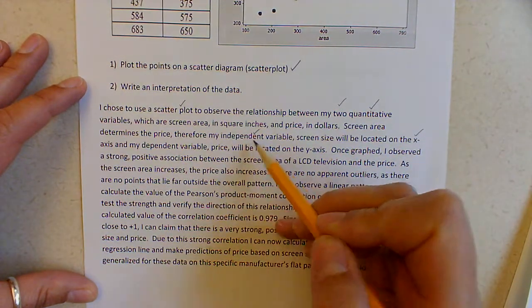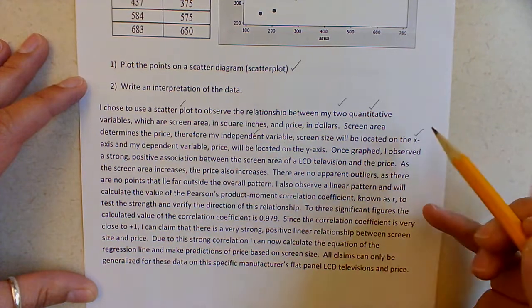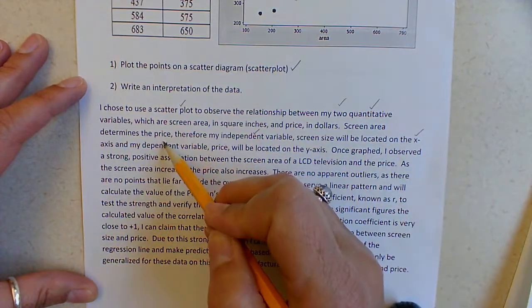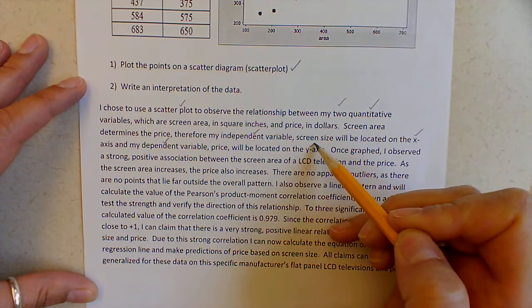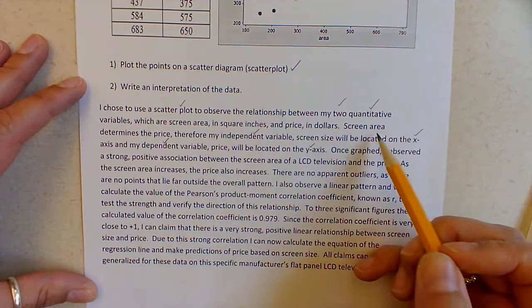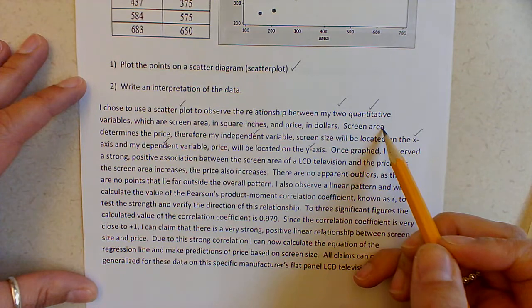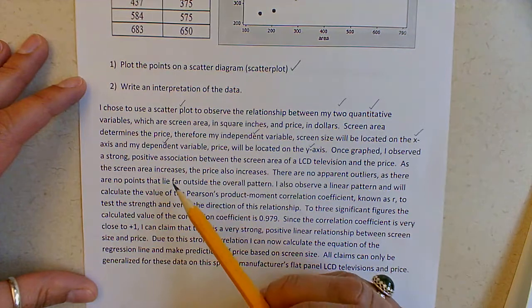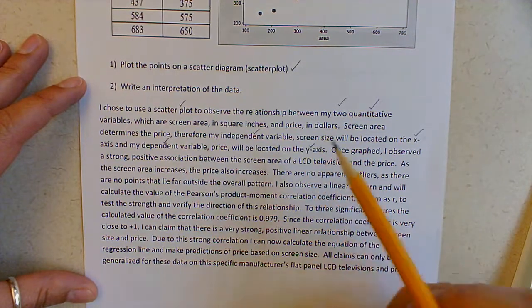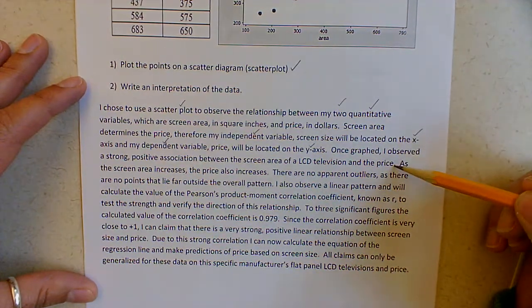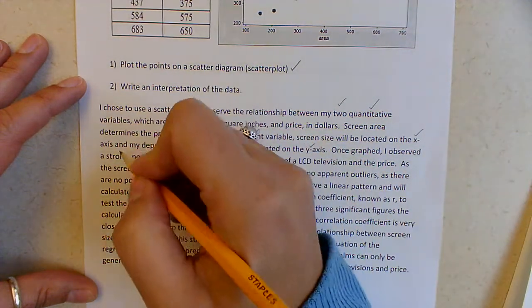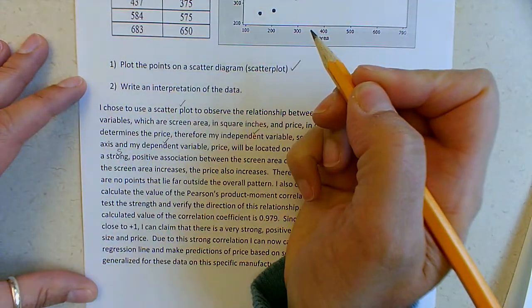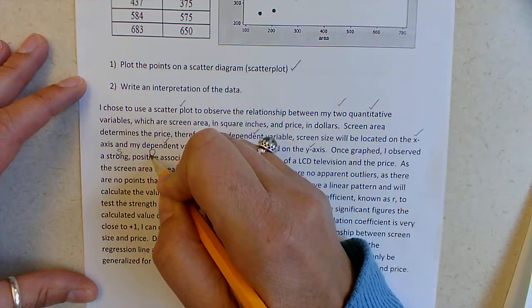This second sentence lets you know where my variables are going. My independent variable will always be on the x-axis, and my dependent variable will always be on my y. And this is true. So what I did is I inserted my variables. Screen area is independent, so on the x, and price is dependent, so on the y. Next, I'm going to tell you what I observed when I graphed. When I graphed, I observed a strong positive association. So here, strong, we have strength, so I'm going to mark S. Positive association, we have direction.